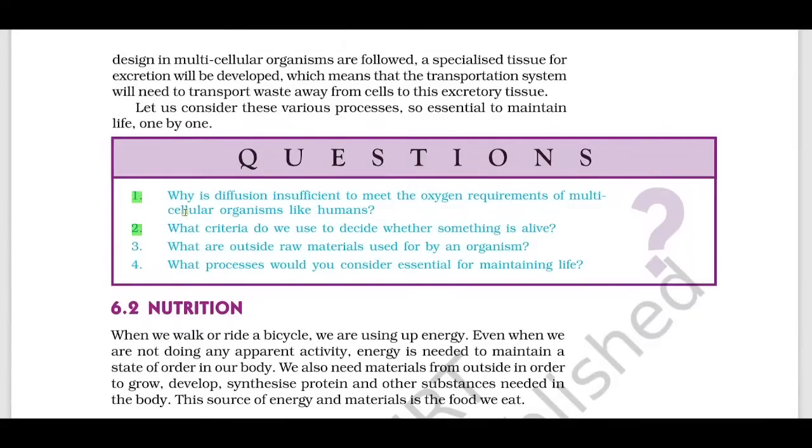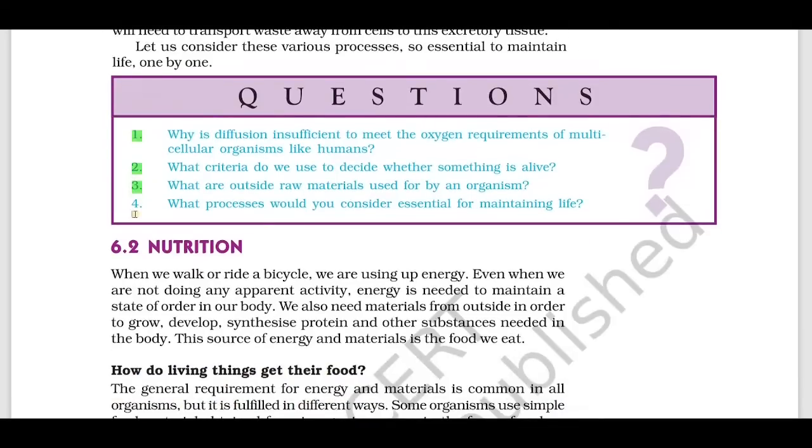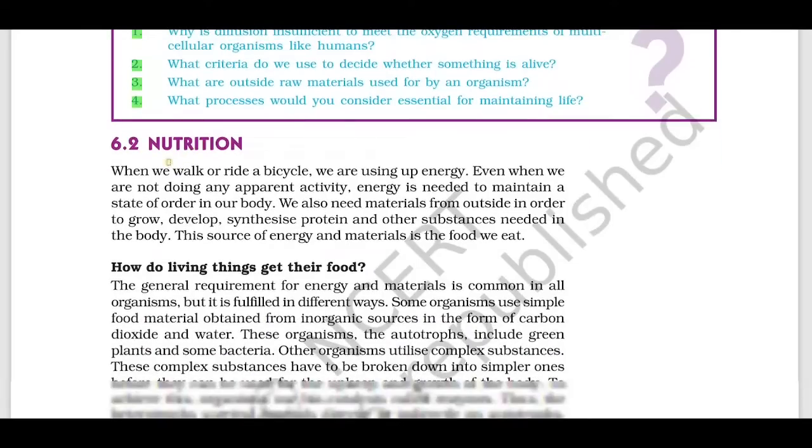Why diffusion is insufficient to meet the oxygen requirement of multicellular organisms like humans? What criteria do we use to decide whether something is alive or not? What are outside raw materials used by an organism? What processes do you consider essential for maintaining life, like nutrition, digestion, respiration, transportation, excretion.